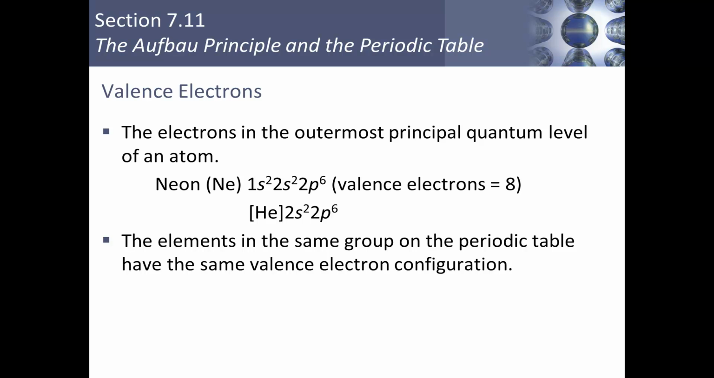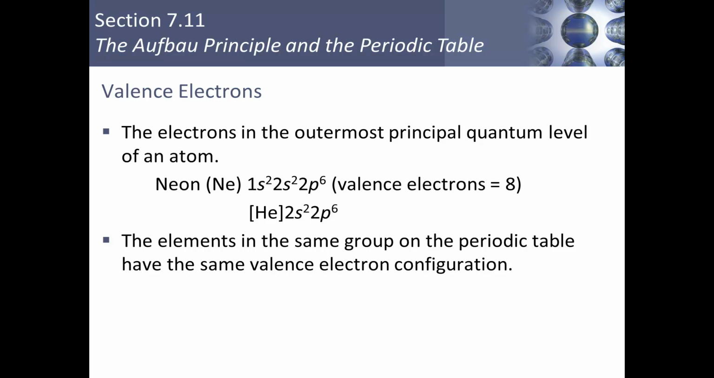In many cases, it's much more simple to represent the core shell electrons using the notation of the previous noble gas. In this case, helium would have the 1s2 core shell electron configuration, so we write the elemental symbol for helium and then only list the valence shell electrons for neon, 2s2, 2p6.